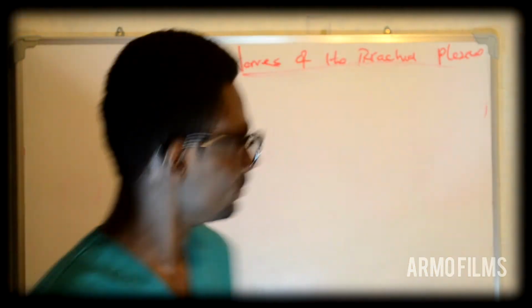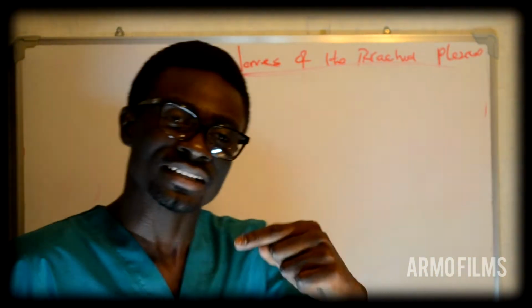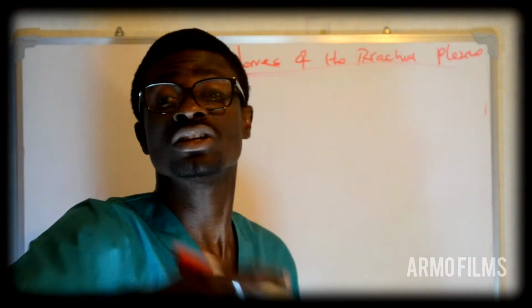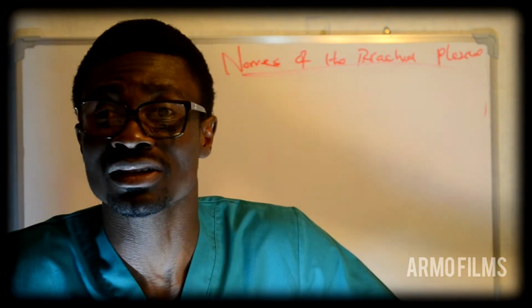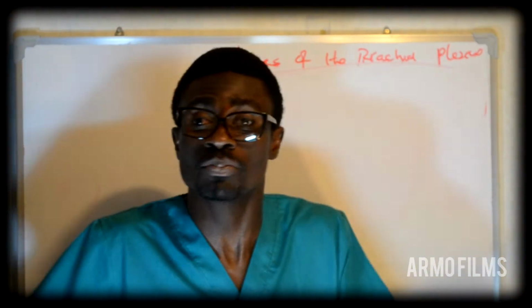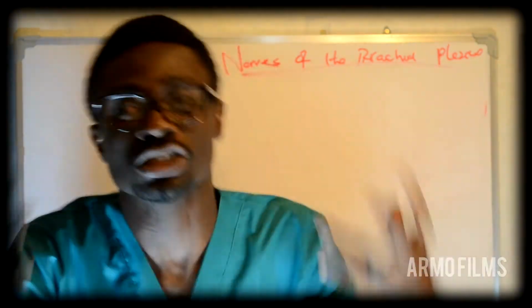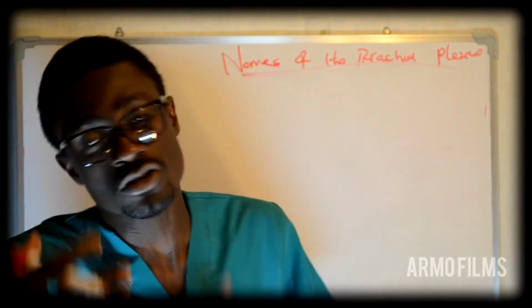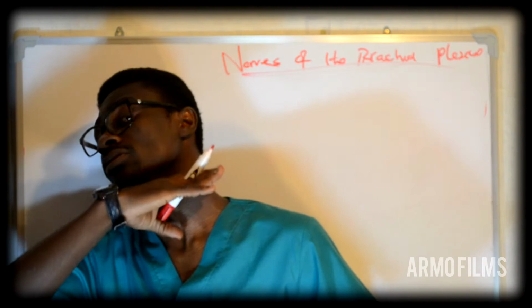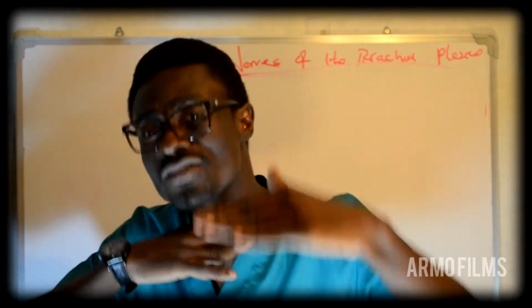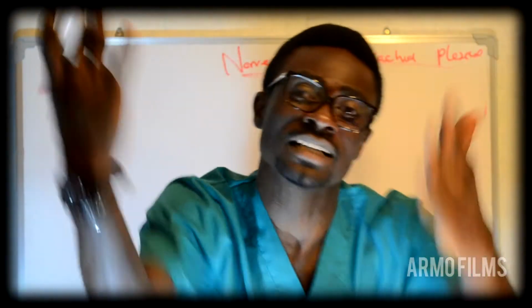The nerves that lie above the clavicle, we call them what? The supraclavicular part of the brachial plexus, because the brachial plexus is also a collection of nerves. So the collection of nerves that lie above the clavicle are called the supraclavicular part of the brachial plexus, guys.